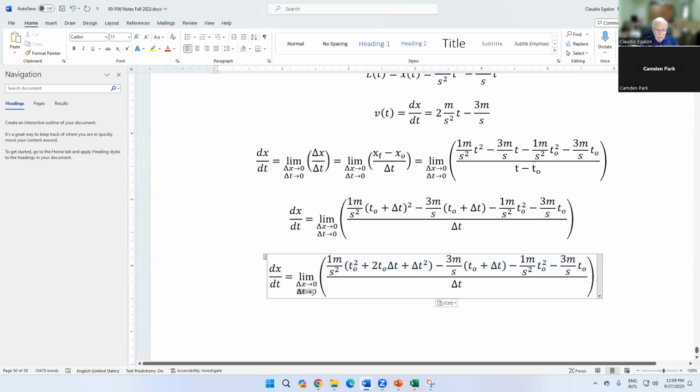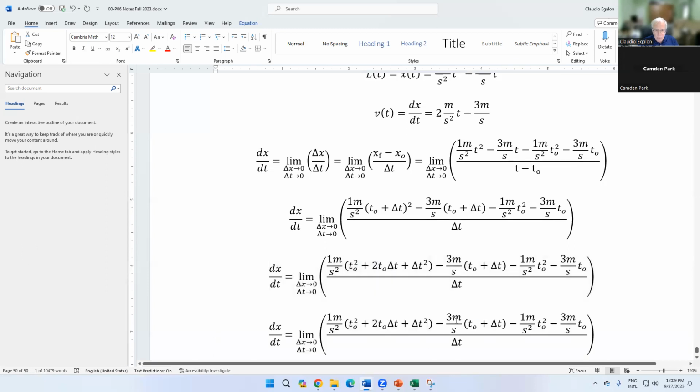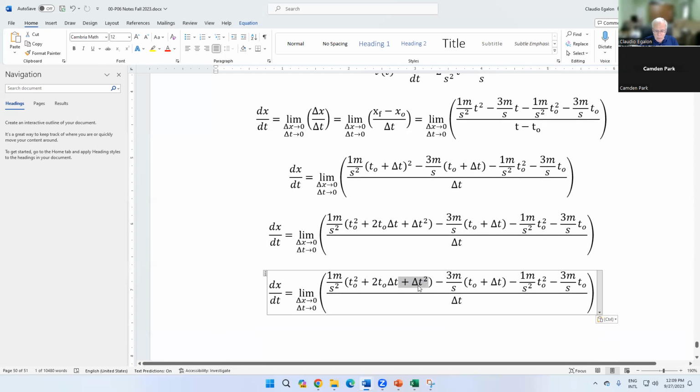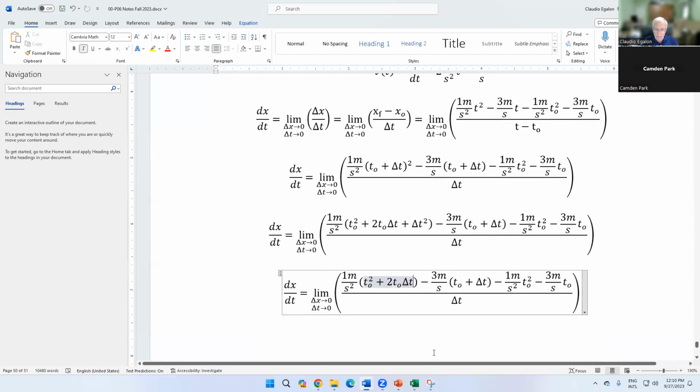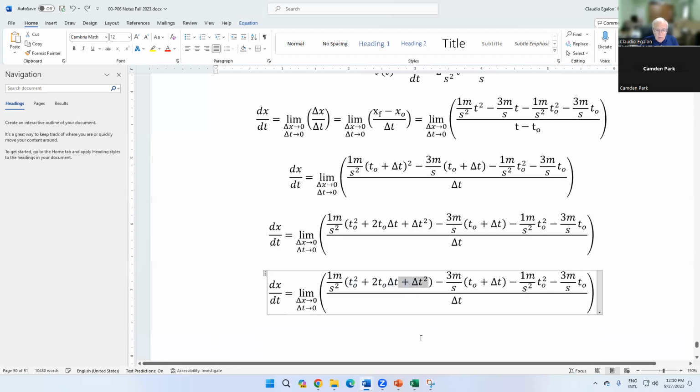Okay, so what else? Now, when delta t goes to 0, this term here goes to 0. Notice that delta t squared is being divided by delta t, right? So whatever is left is going to be delta t. But you cannot say the same about this delta t here, because this delta t is going to be divided by delta t. Okay? So be careful, this term disappears, because delta t is going to 0. Only the delta t square goes to 0. Okay? Let's do this way.